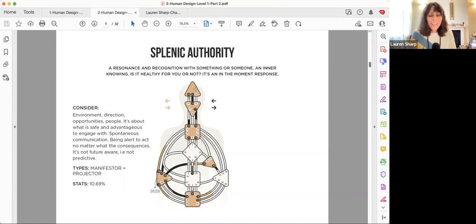And that can be quite a tricky thing because it's very spontaneous. And again, it's not future predictive. It's just momentary predictive. It's like I walk into the house and it feels good. Okay, it's good. Or it's not good and I need to leave.